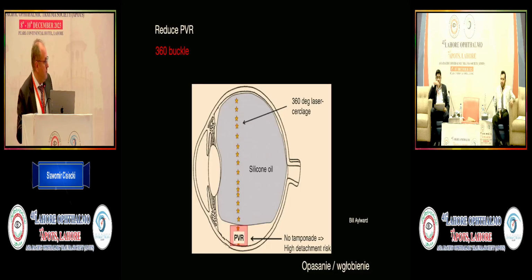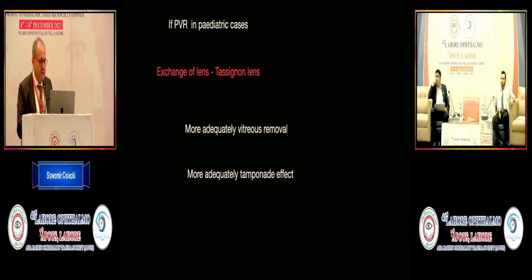We also need a buckle because of PVR. We all know that when we have this small space below the silicone oil, this is the highest concentration of proliferative agents. When we put a buckle, we increase the space, and this is maybe one of the reasons why the buckle is so effective in that kind of surgery.